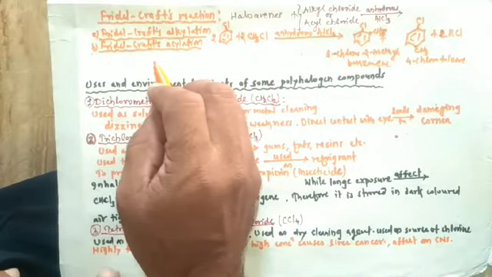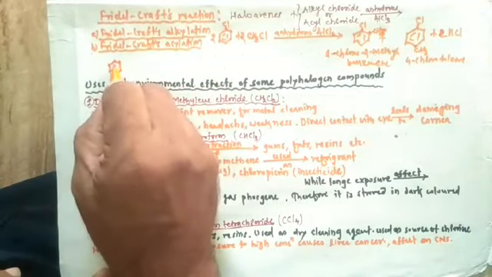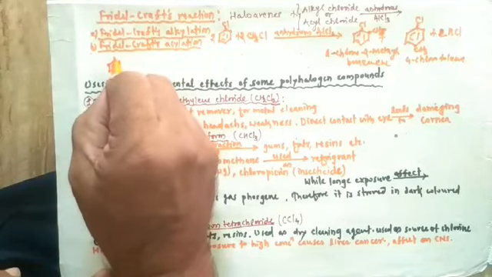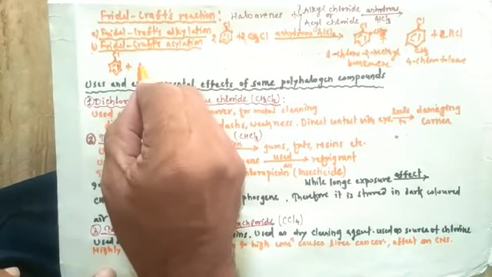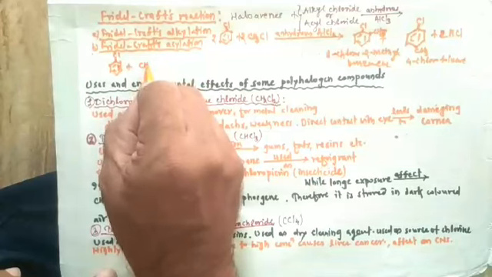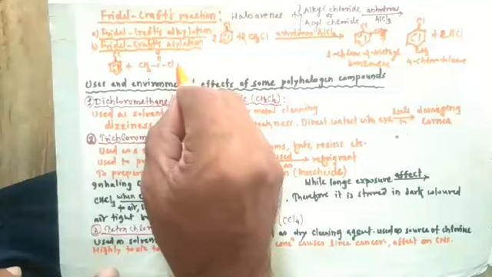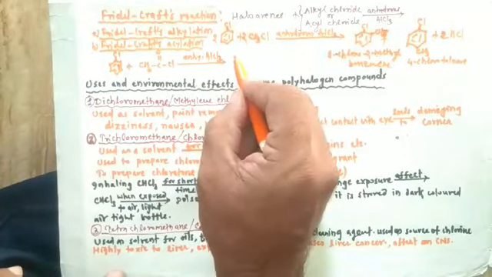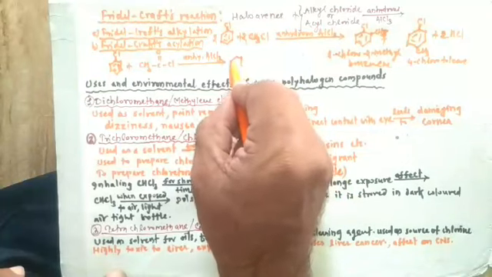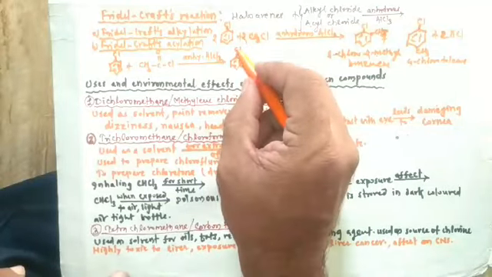So let's take the example. When chlorobenzene is reacted with an acylating agent, for example acetyl chloride, CH3C double bond O Cl, and again when the reaction is carried out in presence of anhydrous AlCl3, here we get the mixture of two products.